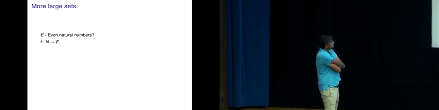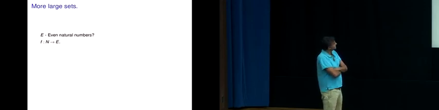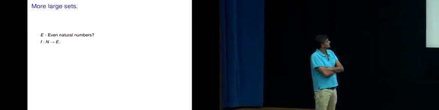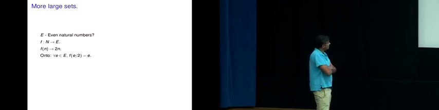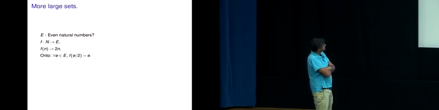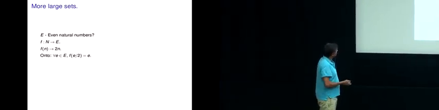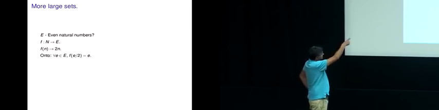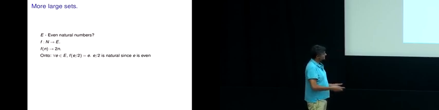For this one, we're going to use a bijection from the natural numbers to the even numbers. And this one is clear. What's the bijection we're going to use? Does everybody see the bijection from the natural numbers to the even natural numbers? You just multiply by 2, and then you get an even natural number. It's onto. Every even natural number has a preimage: f of e over 2 is equal to e. So for all e in the natural numbers, I just calculated the preimage, which is e over 2. And e over 2 is natural since e is even.